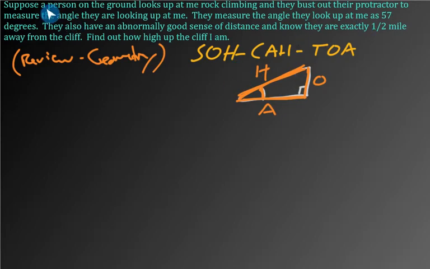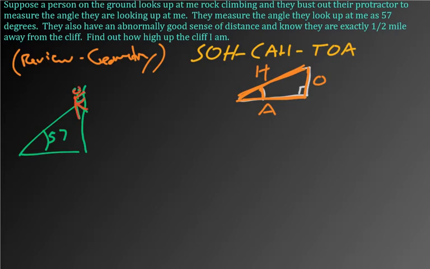So suppose a person on the ground looks up at me rock climbing, and they bust out their protractor to measure the angle they're looking up at me at. And they measure that angle to be 57 degrees. So there's some angle looking up at me climbing that's 57 degrees. So here's the cliff, and this is me climbing. There we go. That's as good of a picture as you're going to get.